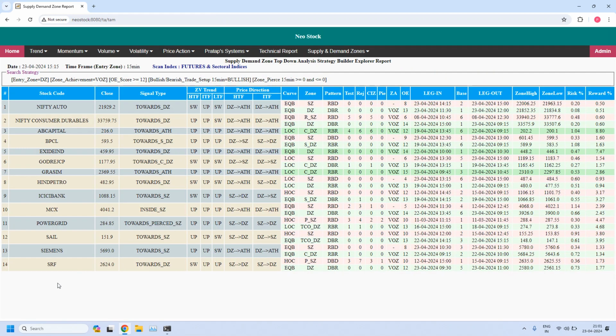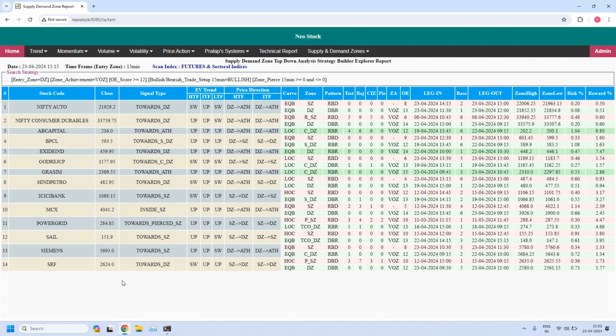So these 14 stocks are filtered. These 14 stocks are bullish trade setup for daily income trade, that is, entry time frame is 15 minutes. I'll be giving you only a few seconds and then move on to the next report. You please pause the video. You can study all these stocks, all these columns, all these parameters, and even by using this leg in, base, leg out, you can also draw the zones on your charts.